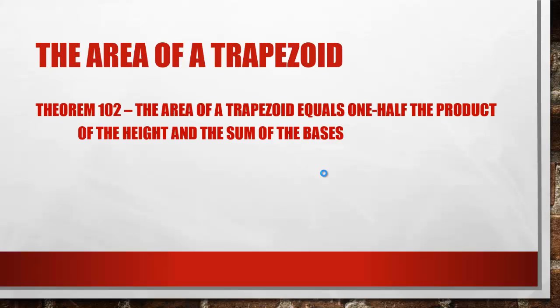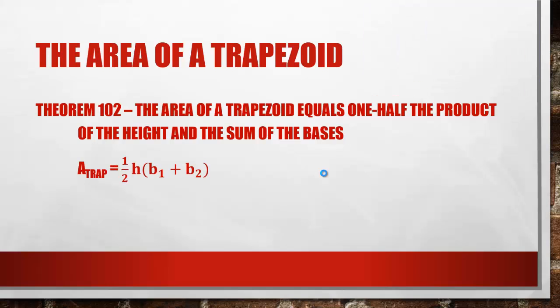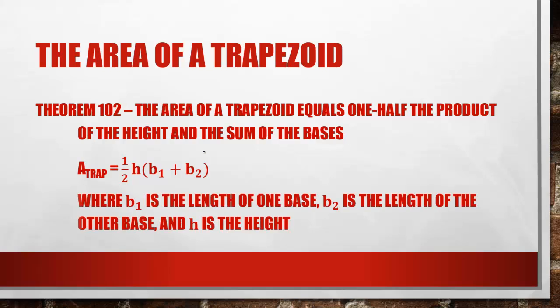Theorem 102 states that the area of a trapezoid equals 1/2 the product of the height and the sum of the bases. Or the area of what? It's a trap! Thank you again. Area of a trap equals half the height times base 1 plus base 2, where B1 is the length of one base and B2 is the length of the other base. H is the height. Pretty self-explanatory.